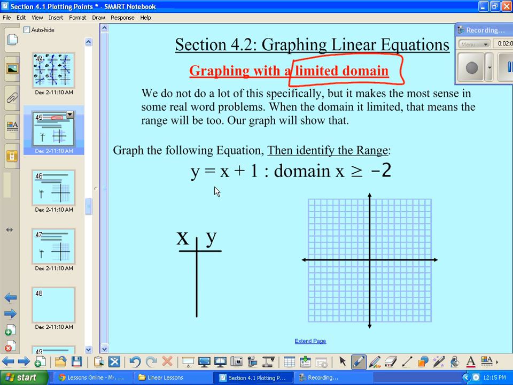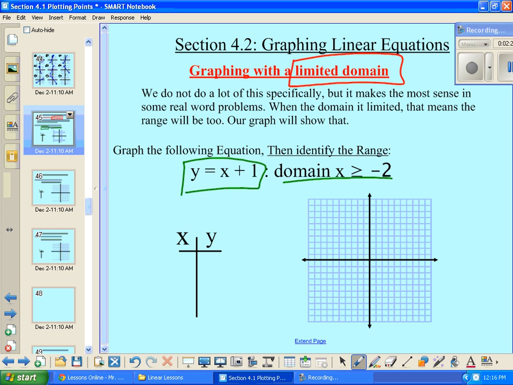So here's what a problem might look like. It says graph the following equation and identify the range. I'll talk about range in a second, but first, let's worry about graphing. y equals x plus 1. There's our equation, and in this case, we have a limited domain. It says x is greater than or equal to negative 2. So this domain says x is greater than or equal to negative 2.